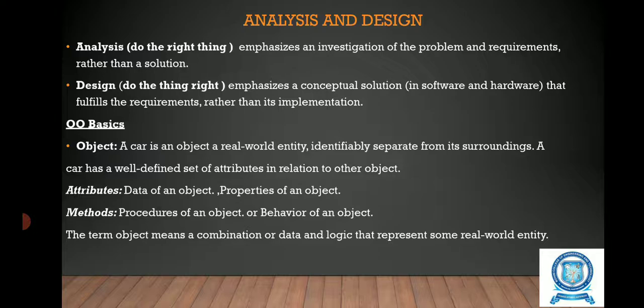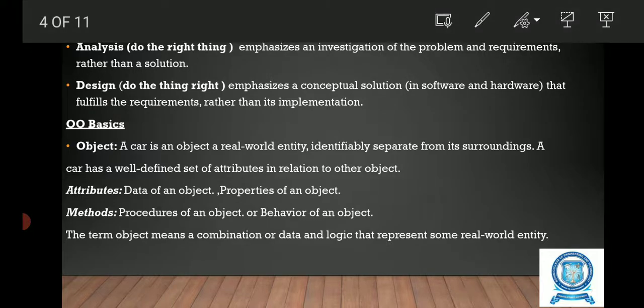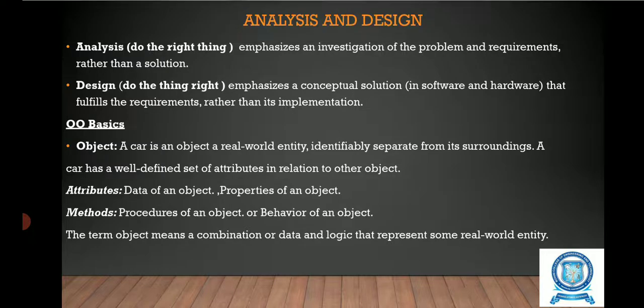Okay, so object oriented basics. The basic of these object oriented concepts is the object. An object is nothing but a real world entity. Consider a car, which is a real world entity. It is identifiable separate from its surroundings. A car has a well defined set of attributes in relation to other objects. Attributes means the data of an object, that is, properties of an object. The methods, that is, procedures or behavior of an object. The term object means a combination of data and logic that represents some real world entity.